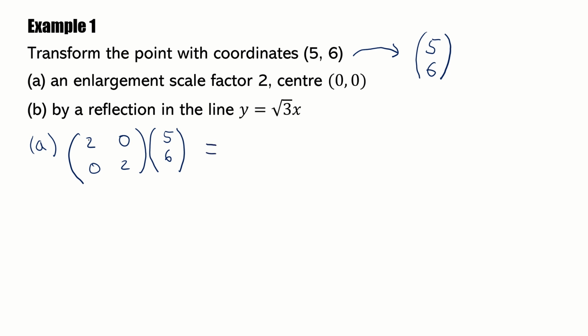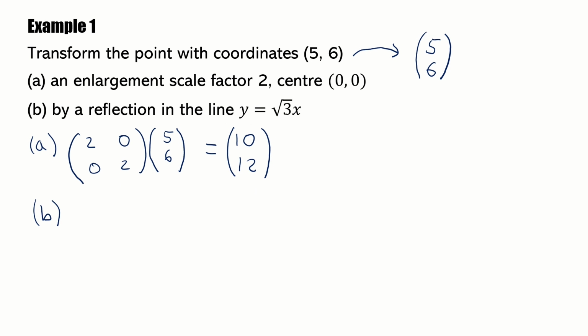Okay, and then therefore multiplying that out, that'll be the first row of the transformation times by 5, 6, which is 10. The second row times by 5, 6, which will get us 12. And therefore we're done. And that answer does completely make sense if you think about it. Of course, enlargement scale factor 2 with the center 0, 0 is just going to double both the x and the y coordinates. Then on to part B, we're doing reflection of the line y equals root 3x.